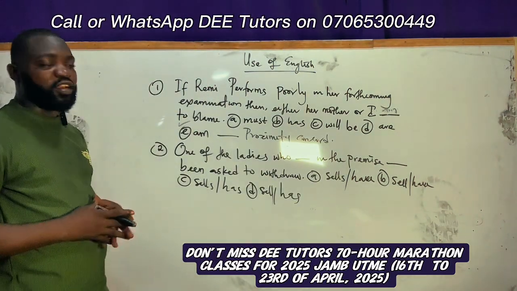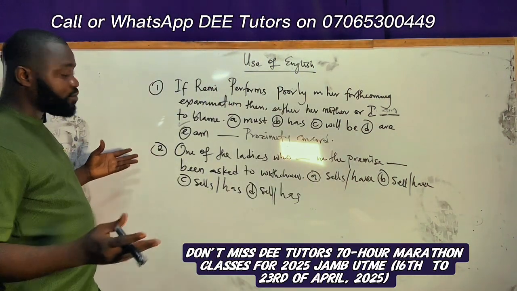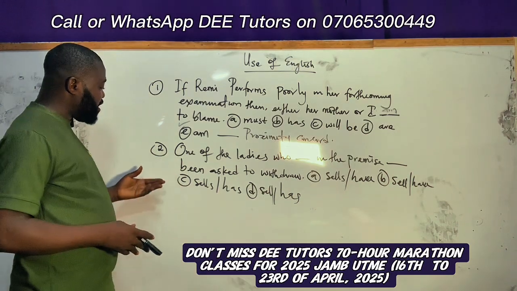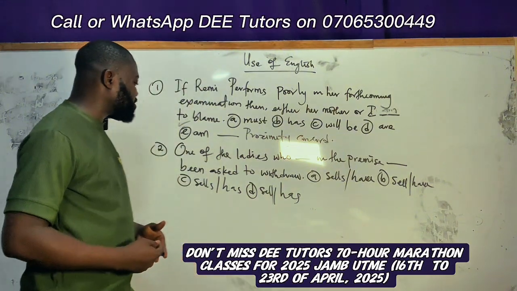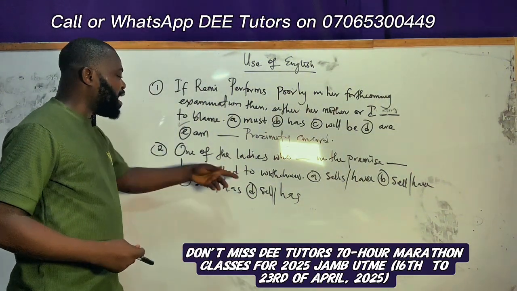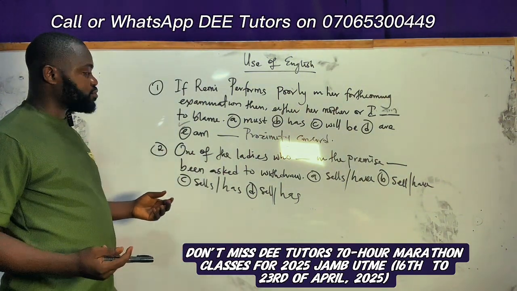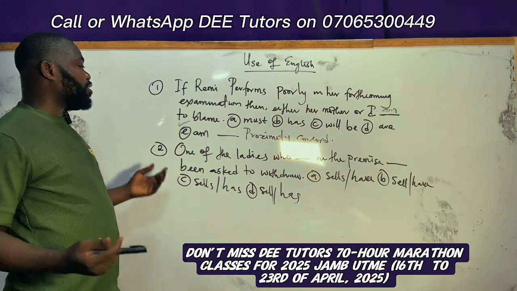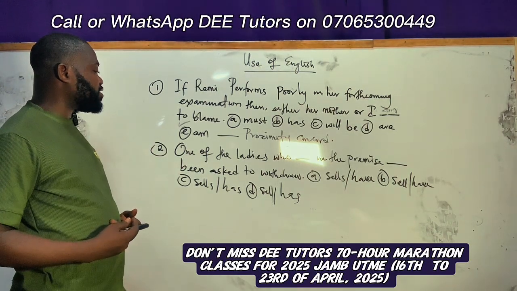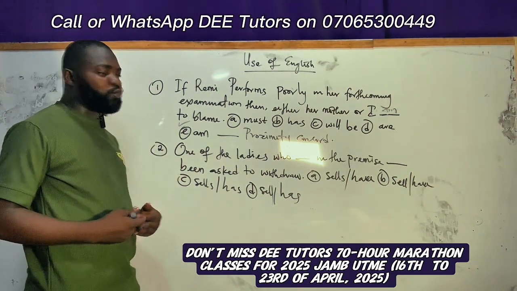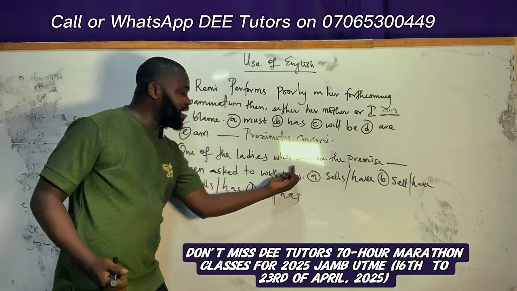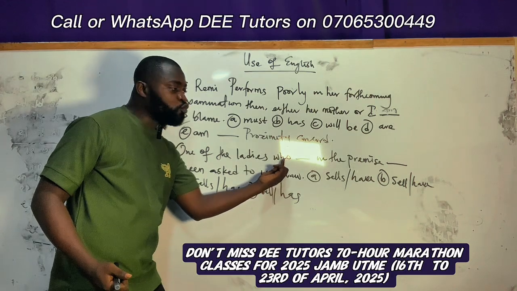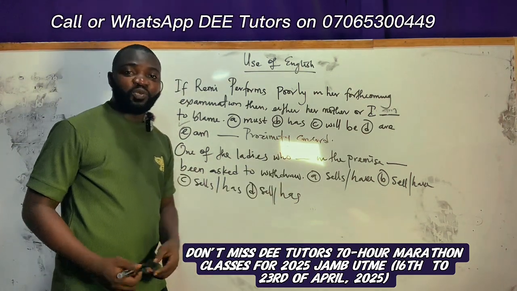Now, the second question we are to attempt in today's class is: one of the ladies who dash in the premise dash been asked to withdraw. Now, the question we're going to ask is, for the gap to be filled, what is applicable to it? So we have this gap coming after this relative pronoun, who. And this has to do with what?